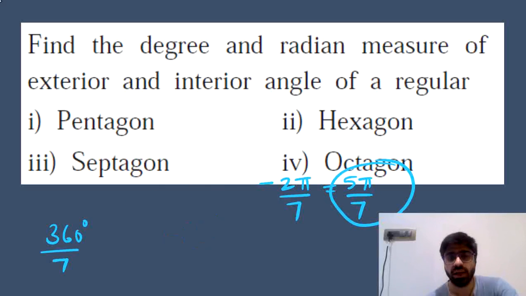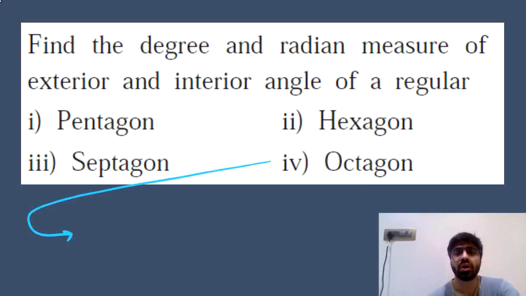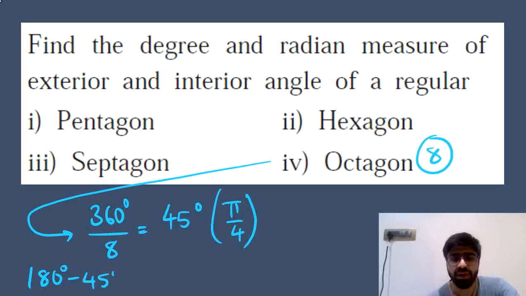Let's take one last polygon and then we can end this video. Octagon. So octagon would mean 8 sides and the exterior angle would be 360 degrees divided by 8. That would be 45 degrees. And in radians, this is pi by 4. So the exterior angle is 45. So the interior angle would be 180 minus 45, that is 135 degrees.